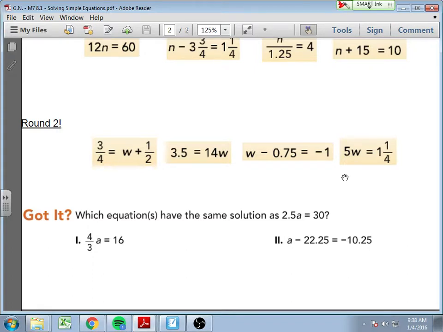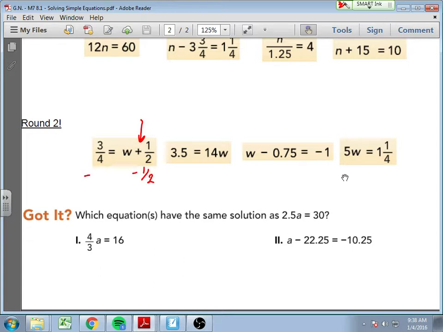Divine, can you pick one of these to tell me what's happening and what we want to do to it? First one, what's happening to my variable? Are you telling me what we want to do or what's going on? What's going on? No, it's been added. So we observe addition. So we want to subtract. So we subtract by whatever was added. So we subtract by 1/2.